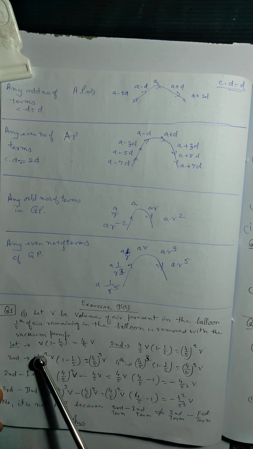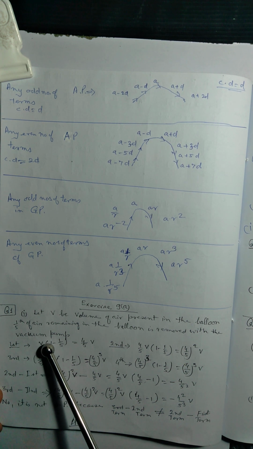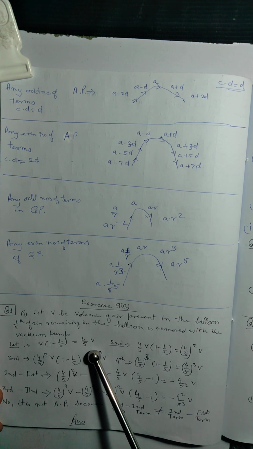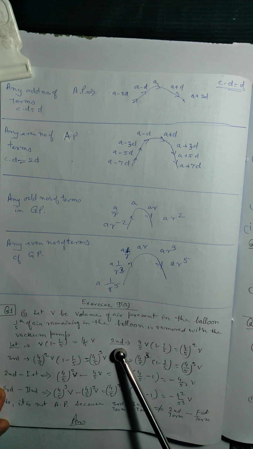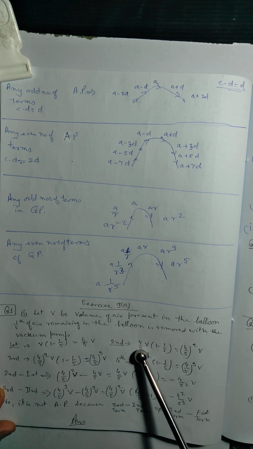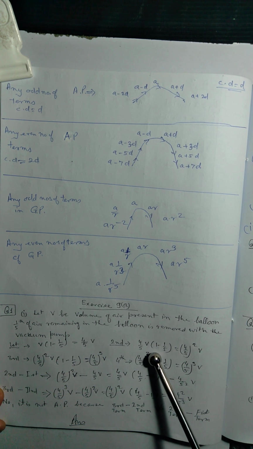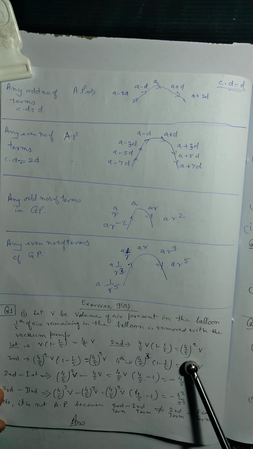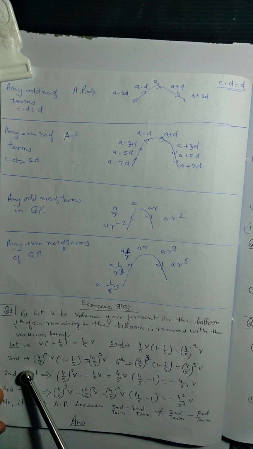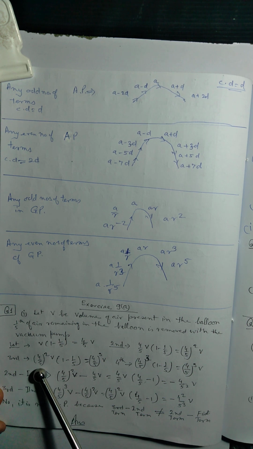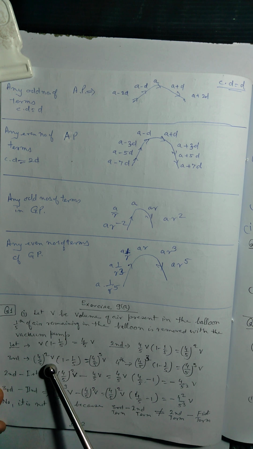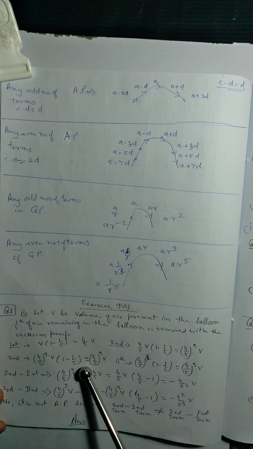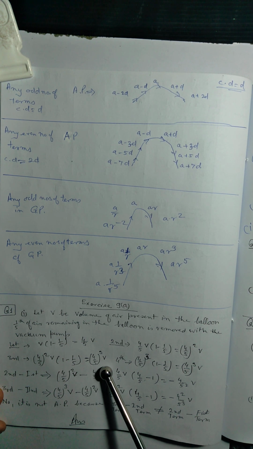Then in the first situation, you see, V inside the bracket 1 minus 1 by 5, that will give you 4 by 5 V. In the second attempt, while you are going to vacuum, 4 by 5 V, inside the bracket you write down 1 minus 1 by 5, you will get 4 by 5 whole square V. In the third case, that will be 4 by 5 whole square V, inside the bracket you write down 1 minus 1 by 5, that will become 4 by 5 whole cube V.